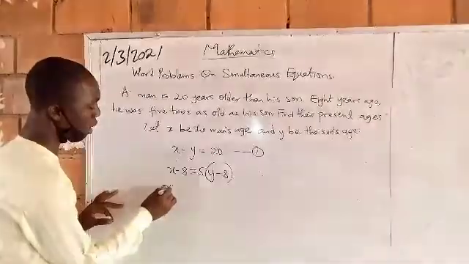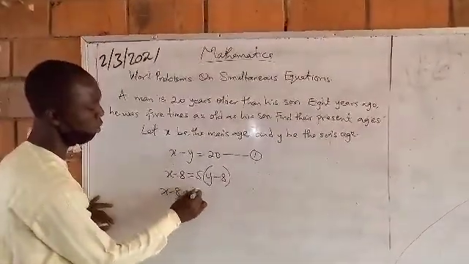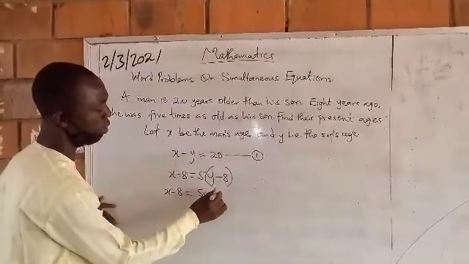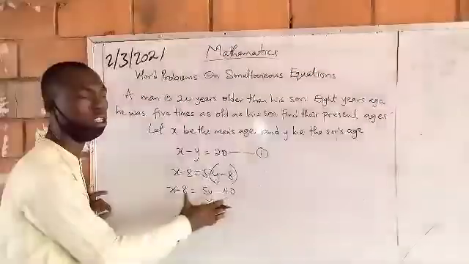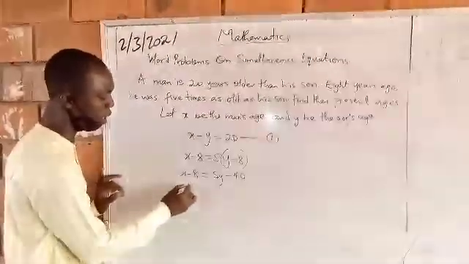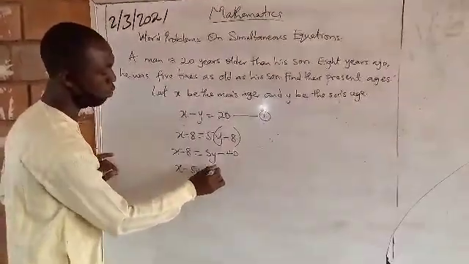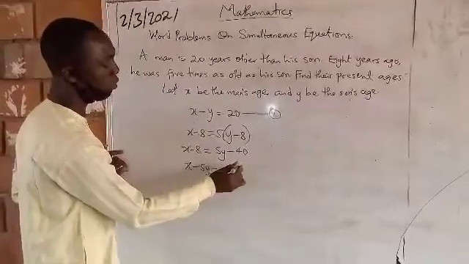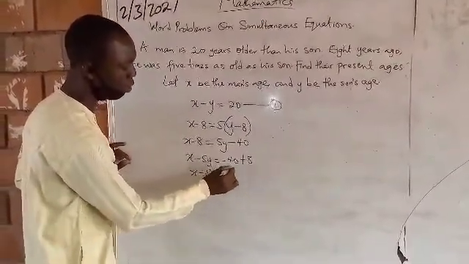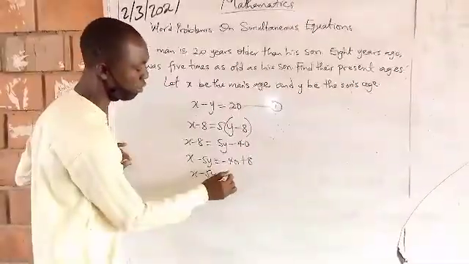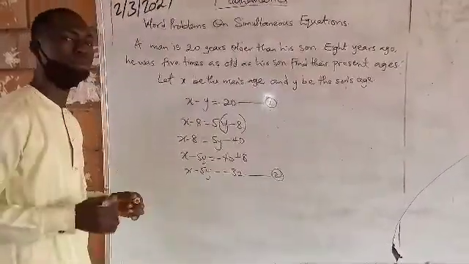So this is x minus 8 equals, open this bracket, 5 times y, 5y, 5 times 8, 40. Then we collect like terms. We arrange it in form of simultaneous equation. We have x, this comes here, it becomes minus 5y equals minus 40. When 8 comes here, it becomes plus 8. So x minus 5y equals minus 40 plus 8, that is minus 32. This gives us equation 2.